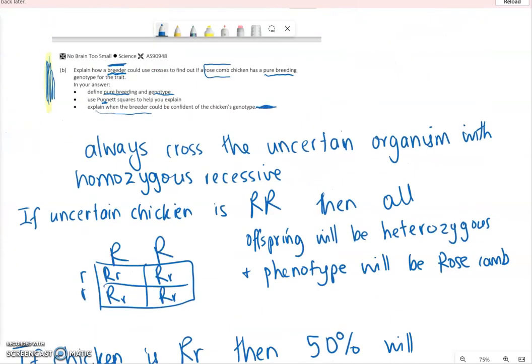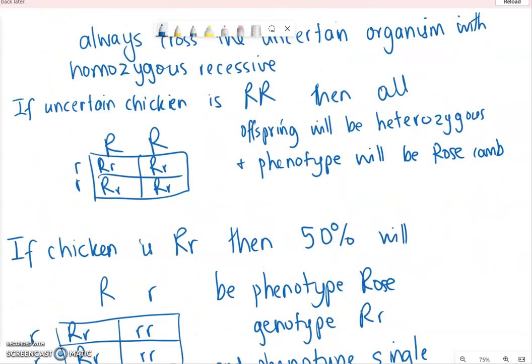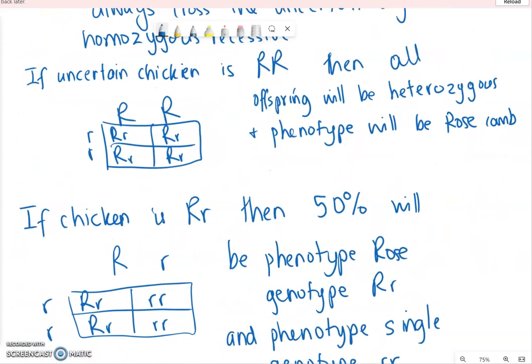So this isn't the only answer to the question. We have to go back here and answer this last part. And the last part of the question says, explain when the breeder would be confident of the chicken's genotype. So this is the one that the breeder wants to use. So you need to write a little statement about that. Okay?